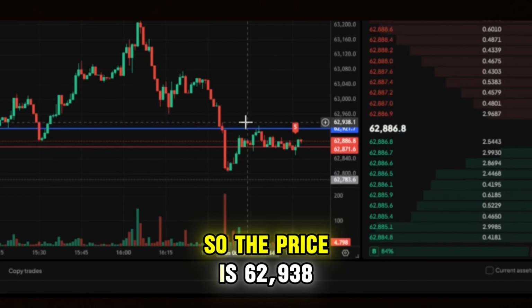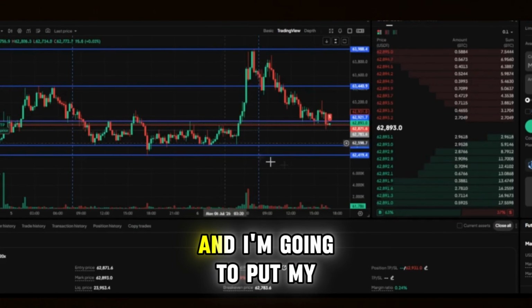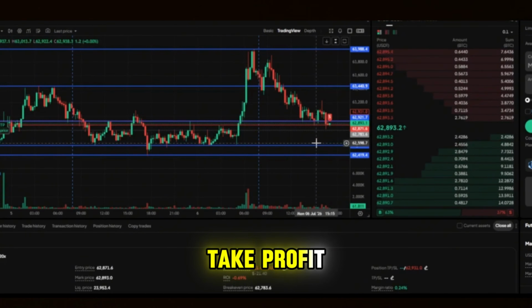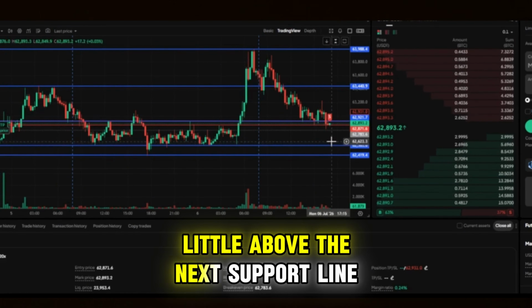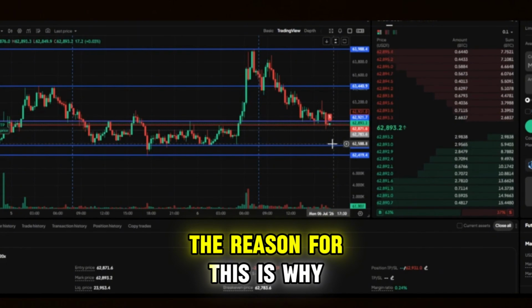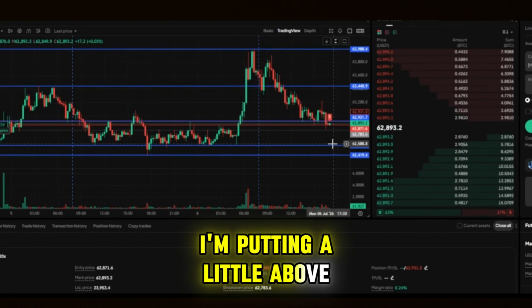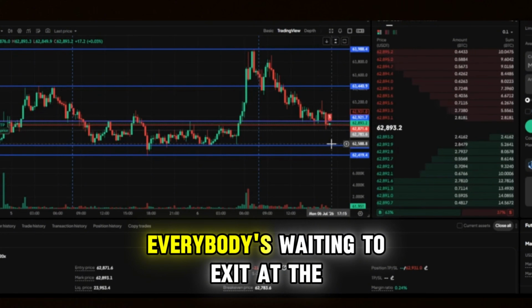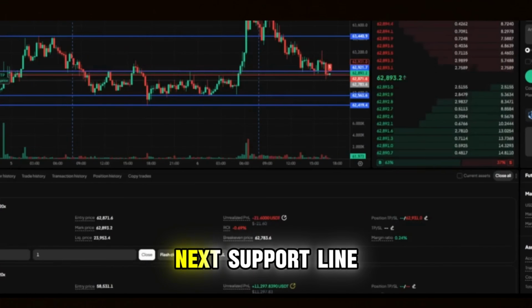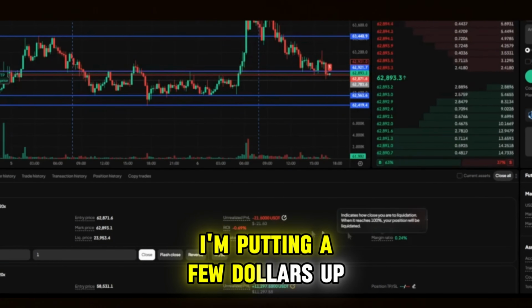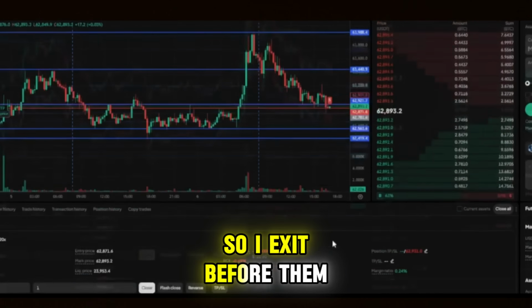So the price is 62,938, and I'm going to put my take profit a little above the next support line. The reason I'm putting it a little above is that if everybody's waiting to exit at the next support line, I'm putting it a few dollars up, so I exit before them.